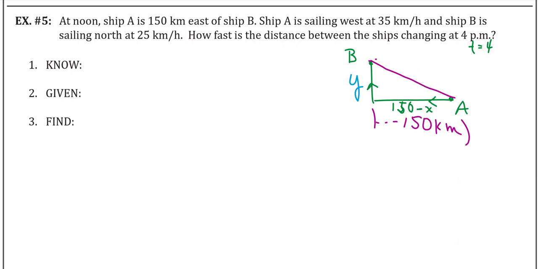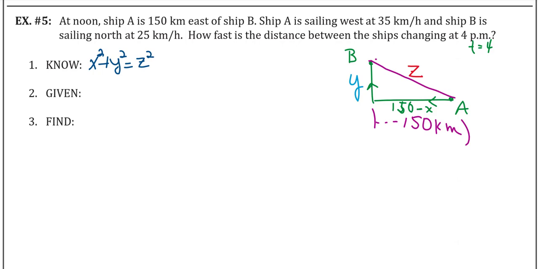Let me use a different color. Let me use red. Call this side z. Okay? So this is again a Pythagorean theorem problem. So what do we know? We know that x squared plus y squared equals z squared.